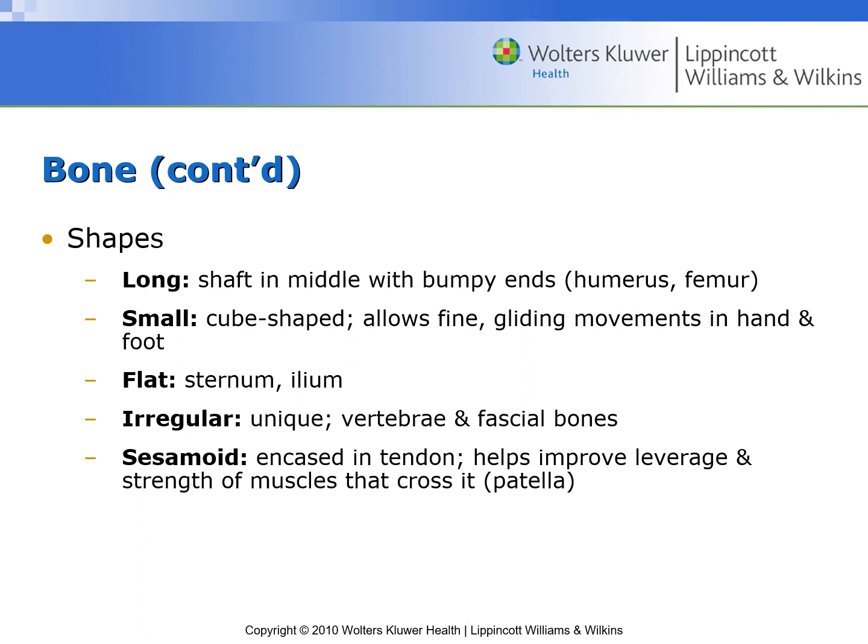Some bones are flat and somewhat thin, like the sternum or the breastbone or the ilium, one of the pelvic bones. Irregular bones are totally unique. These include the vertebrae of the spine and the facial bones. Finally, a unique type of bone called a sesamoid bone is encased in tendon, and it helps improve the leverage and strength of muscles that cross it. The patella or kneecap is an example of a sesamoid bone.